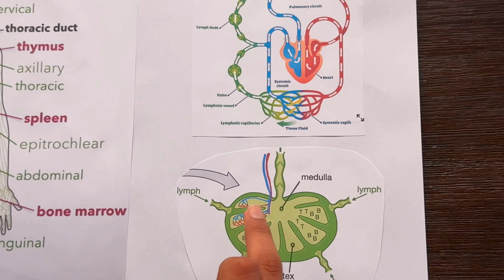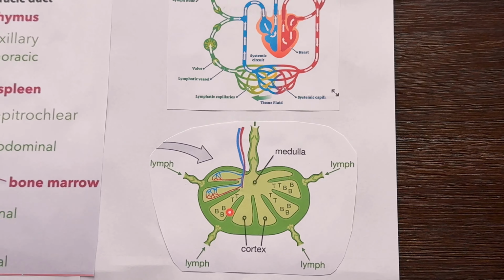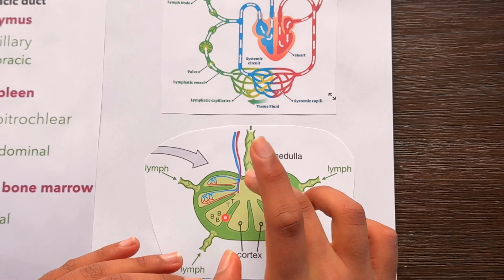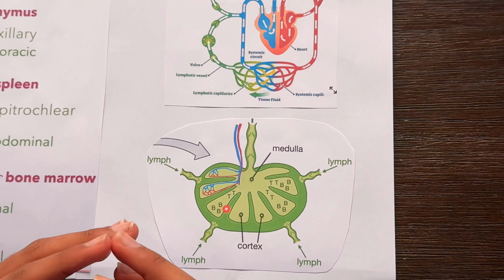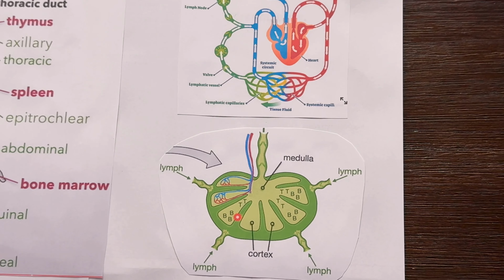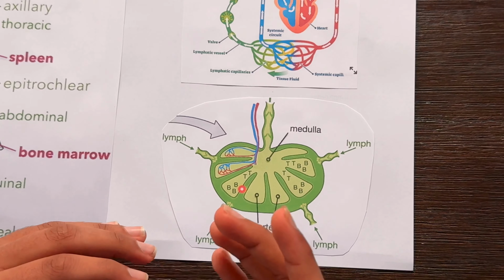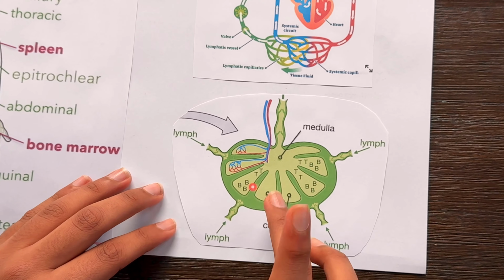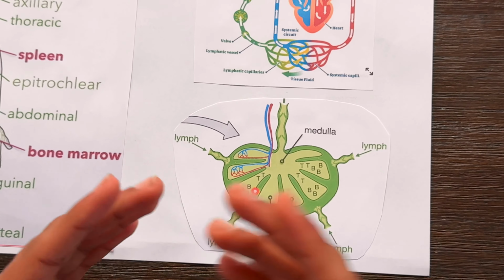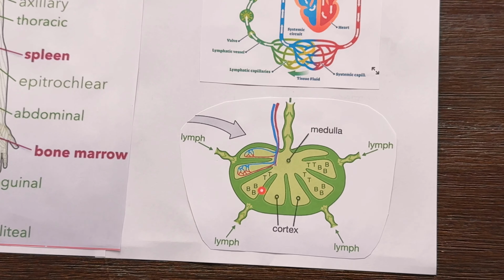The vessel that's entering over here is called an afferent vessel, and the vessel that's leaving here is called the efferent vessel. A way you can easily remember is that A comes first in the spelling, so afferent comes in, and efferent, E is after A, so it comes out. All right.